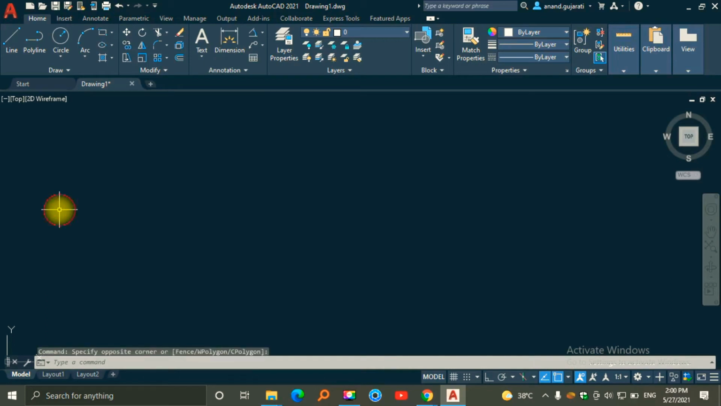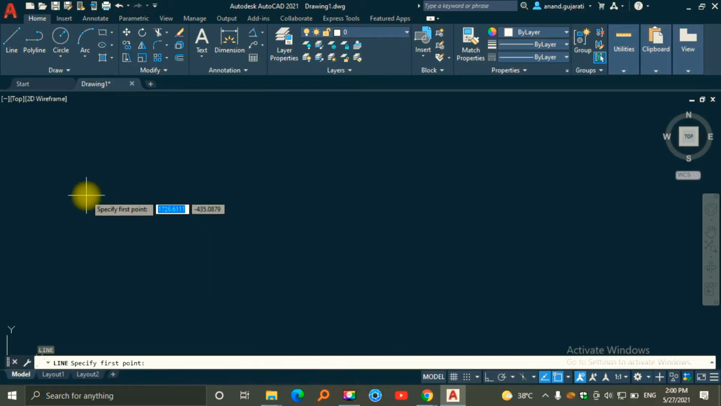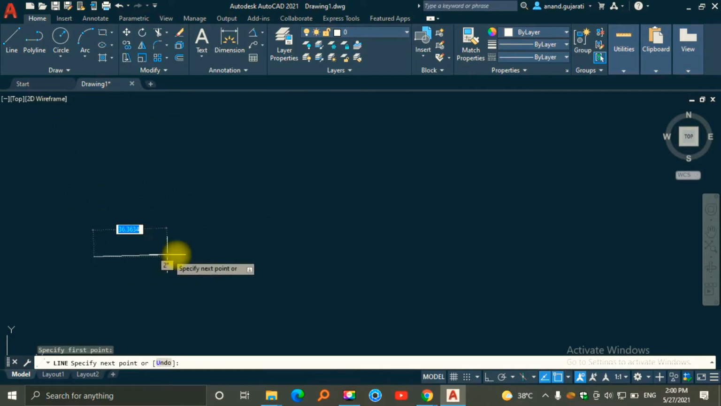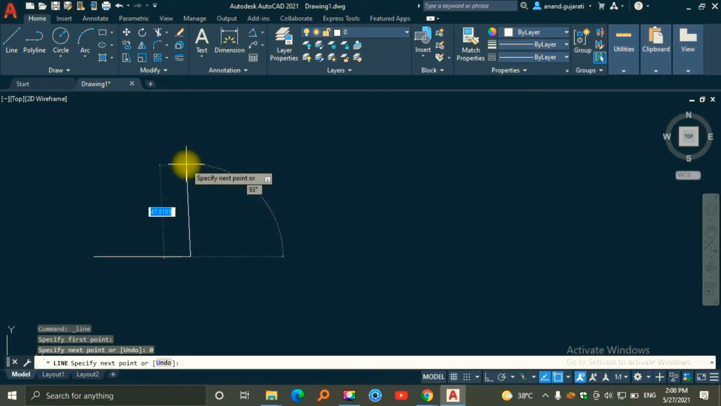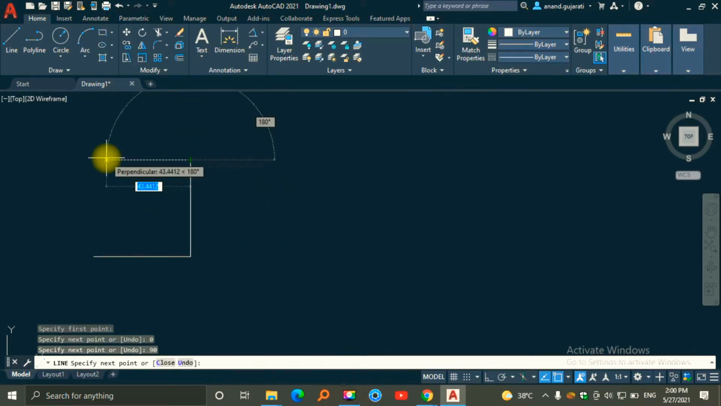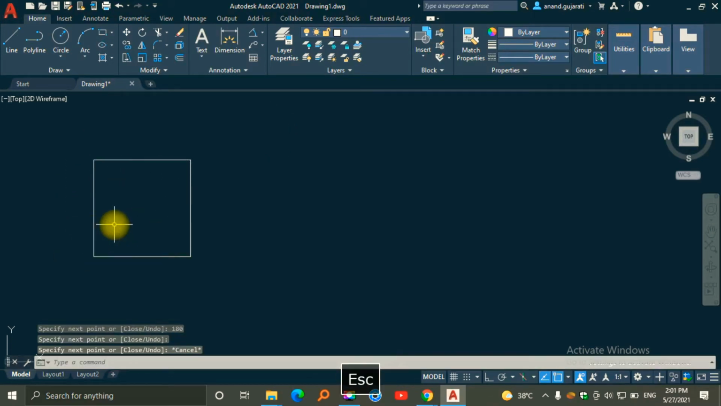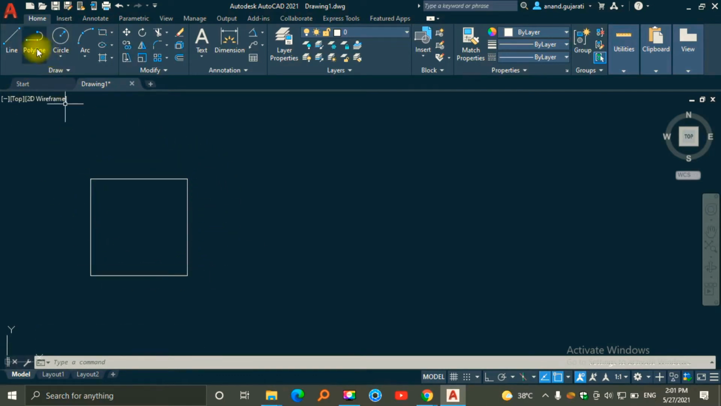First, I'm using the line command: L, enter, or you can directly go here, select line, and draw the rectangle. I'm using a width of 50 and complete it. So here I'm drawing not a rectangle, sorry, I'm drawing one square by using the line command. Now I use the polyline command.